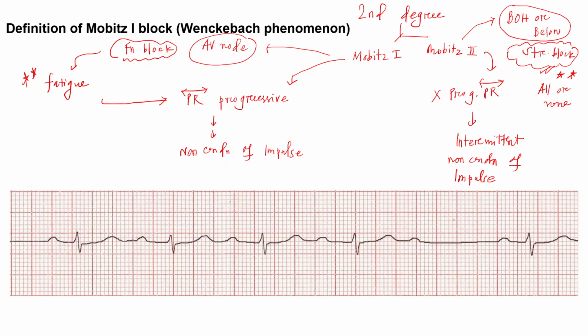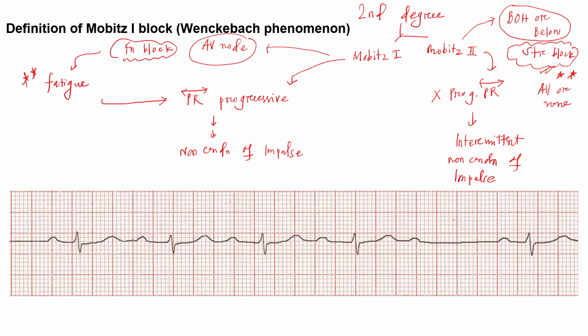That's why in type 2 you will not get a progressive PR prolongation, but there will be intermittent non-conduction of impulse. And in type 1 you will get a progressive PR prolongation and non-conduction of impulse. I hope it is clear. So that's why type 2 is more dangerous than type 1.